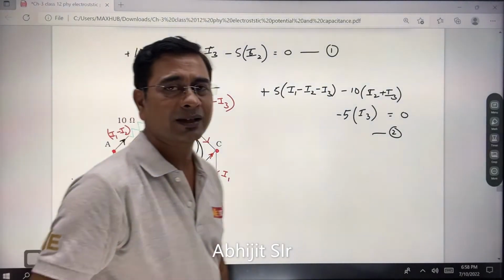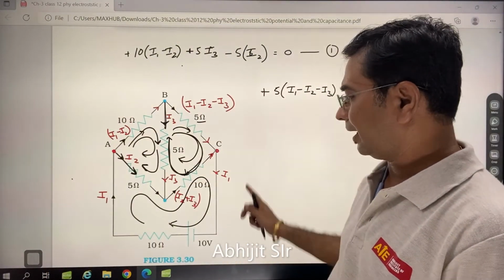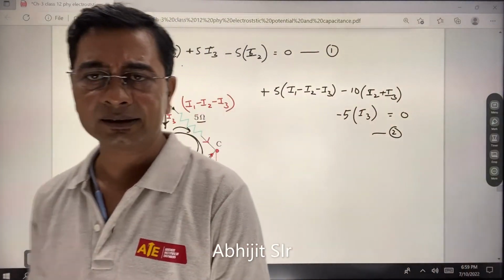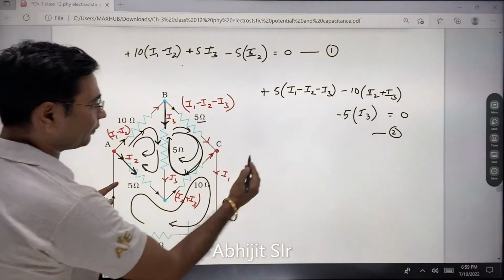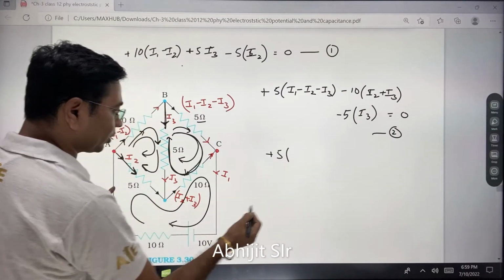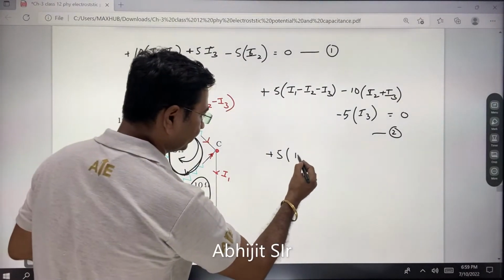Now many people also think, sir, why this one, sir, let us take the outer one, like this. Yes, take it, no problem. Take the third one, whichever you like. Now, what happens is, if you go from inside, I am going with the direction of the current, and therefore the voltage drop in the 5 ohm is nothing but 5 into I2.